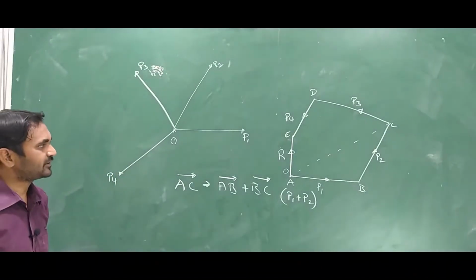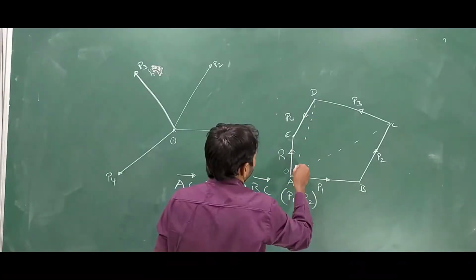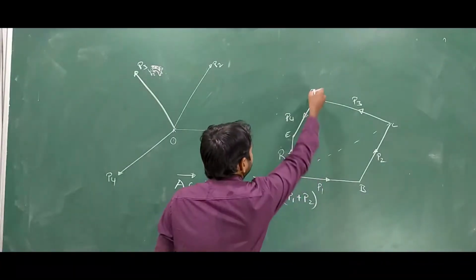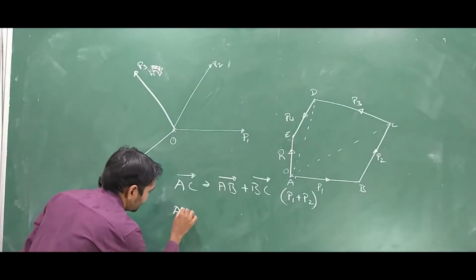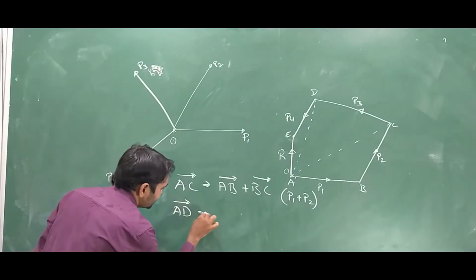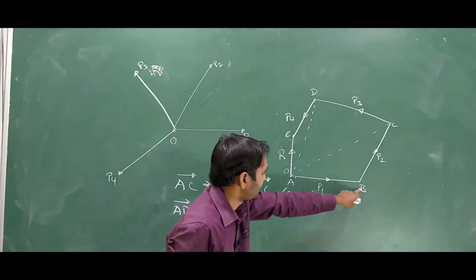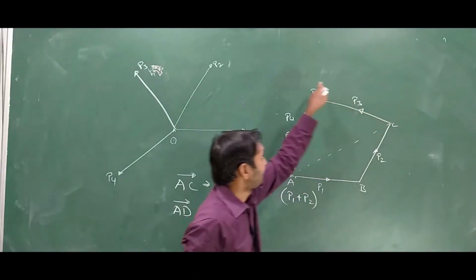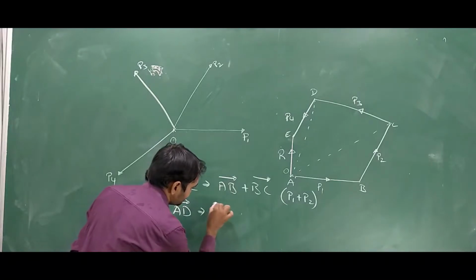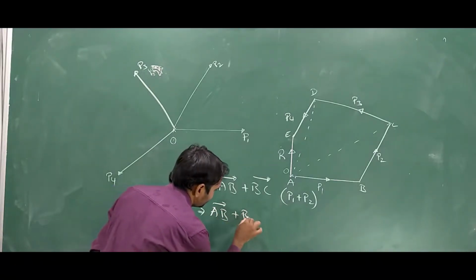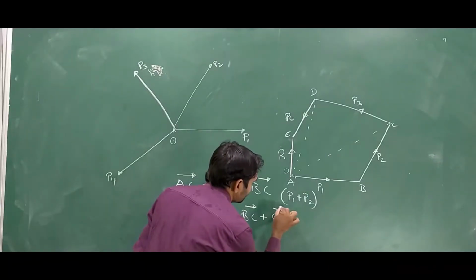Now let me draw this one. I want to find out from A to D. So A to D. Now AD is equal to AB plus BC plus CD, right? Three lines are there. AB plus BC plus CD.